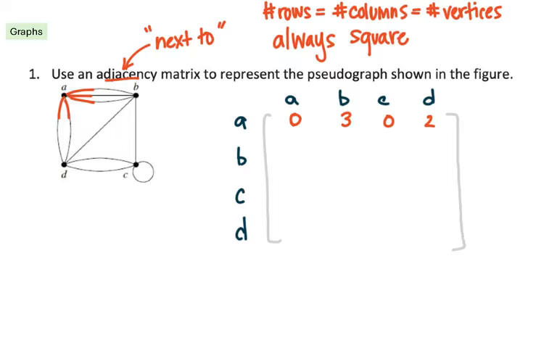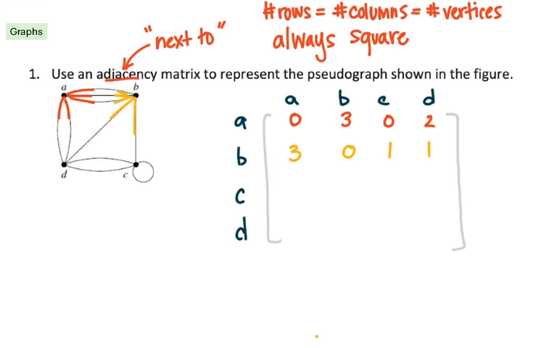Okay, let's look at B. How many connections are going from B back to A? Also 3. How many connections are going from B to B? There's no loop at all, so none. How many connections are going from B to C? Just 1. And from B to D, also just 1.